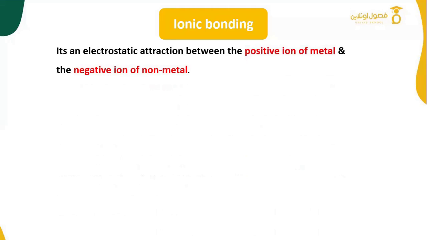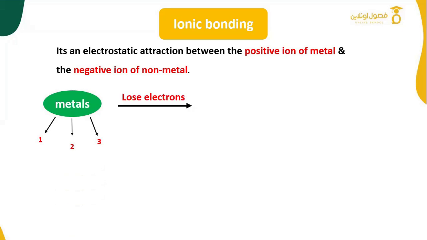So firstly, we should know that an ionic bond cannot be formed between atoms, and cannot be formed between ions of metals only or ions of non-metals only. So an ionic bond is only formed between an ion of metal and an ion of non-metal, positive ion of metal and negative ion of non-metal, okay?